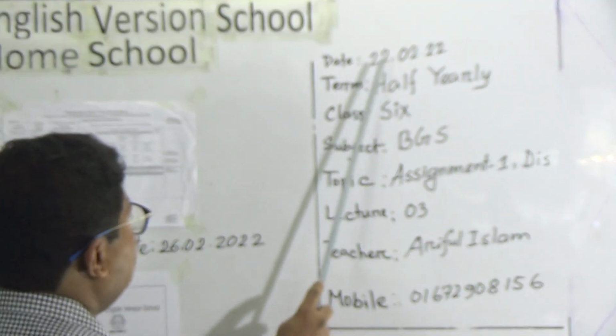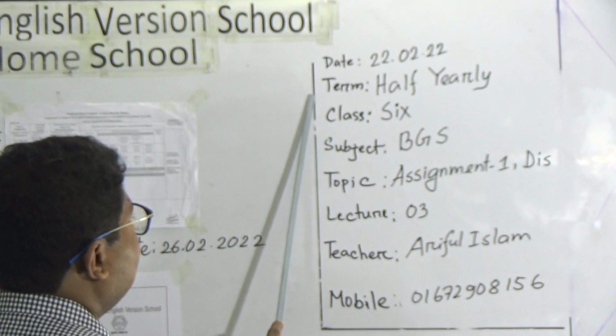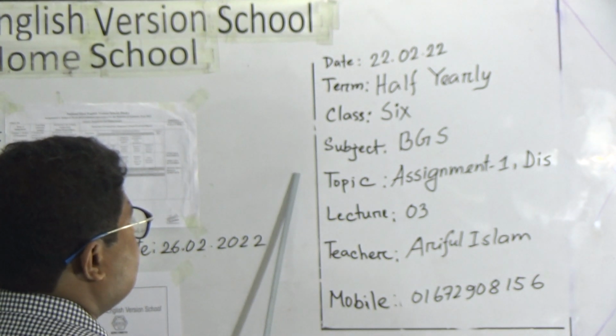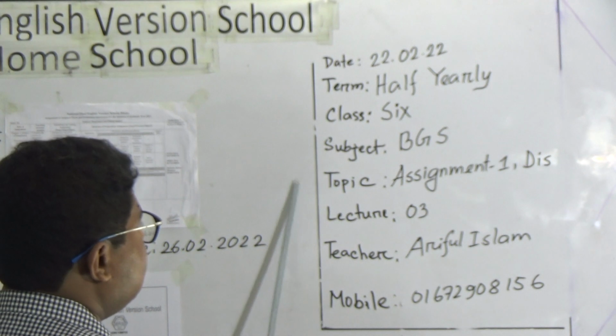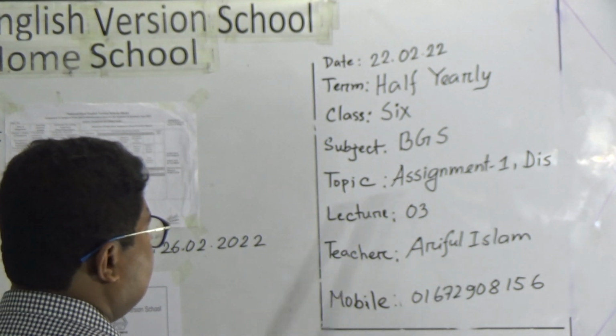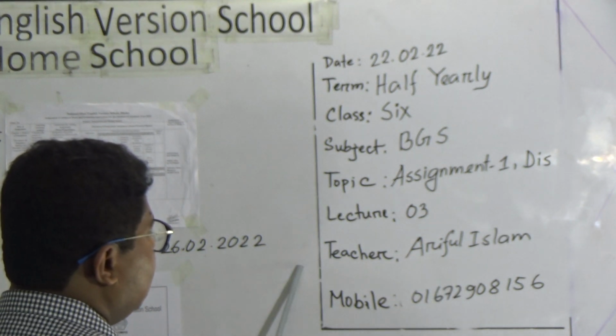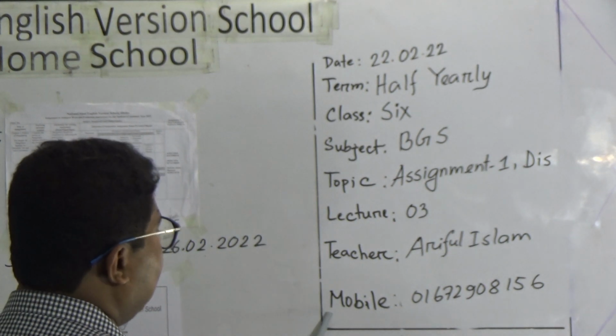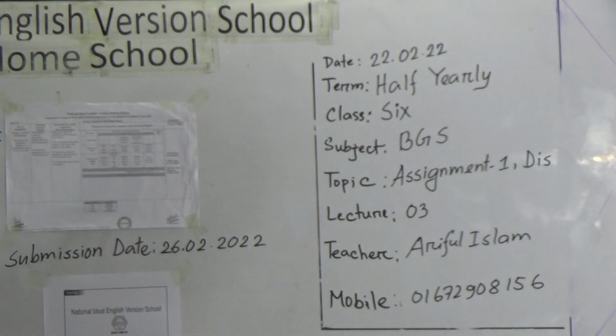Date 22/02/22, term half yearly, class 6, subject Bangladesh and Global Studies, topic Assignment 1 discussions, Lecture-03, teacher Ariful Islam, and this is my mobile number. So dear students, let's see our today's assignment.